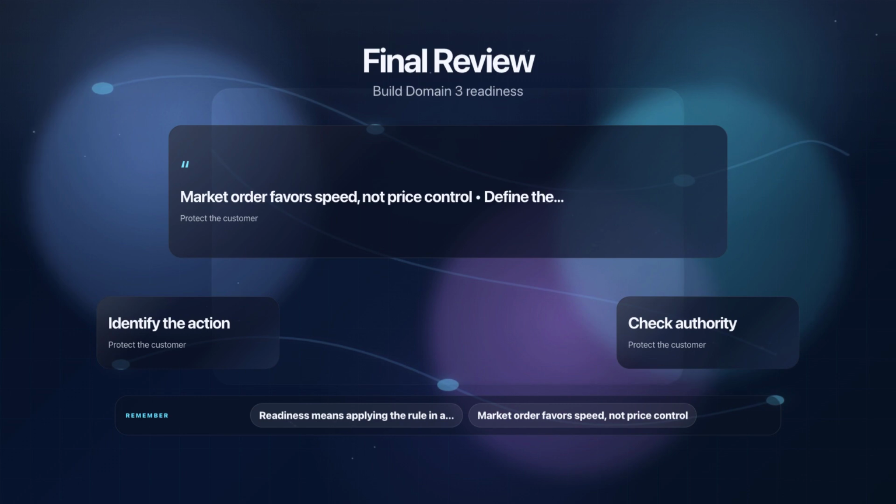Final review. You should now be able to define market orders, explain why it matters, recognize the common trap, and choose the answer that fits the scenario. That is the PrimeScoreX method. Learn the rule, connect it to customer protection, apply it to realistic stems, and review every mistake until the logic becomes automatic.